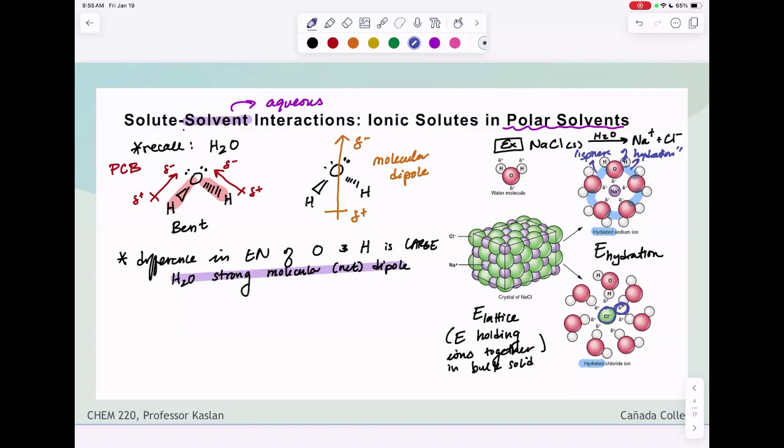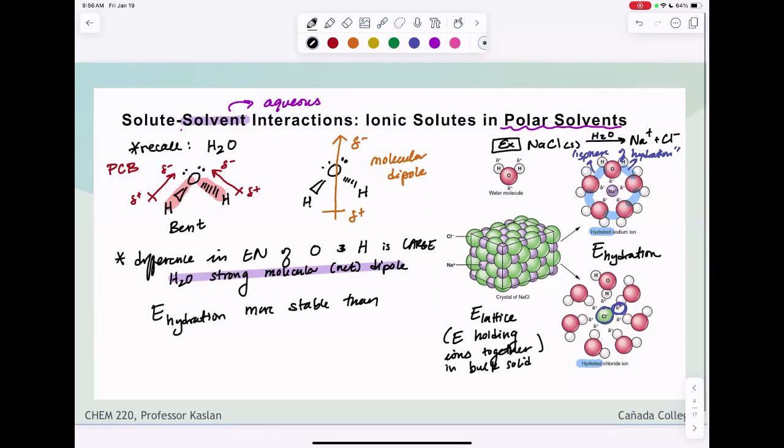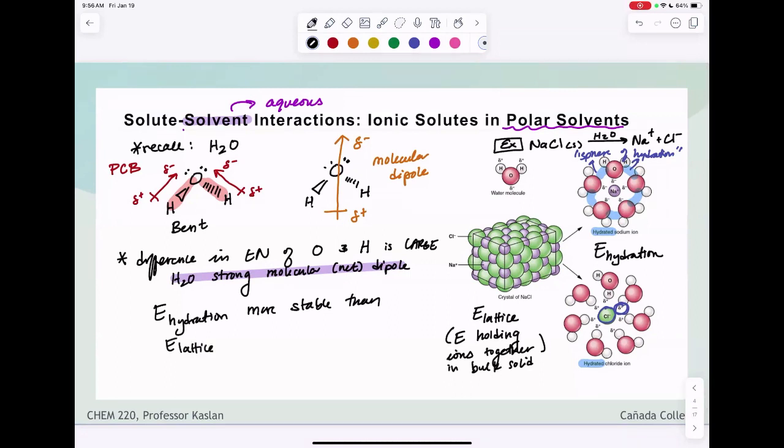And in the case of sodium chloride at room temperature, this must be true, right? We observe that sodium chloride is very easily dissolved in water. So this means that the energy of hydration, or the state of our ions being hydrated or solvated, is more stable than the lattice energy. And as a result, our ionic bonds are disrupted. And now we have ions in solution.